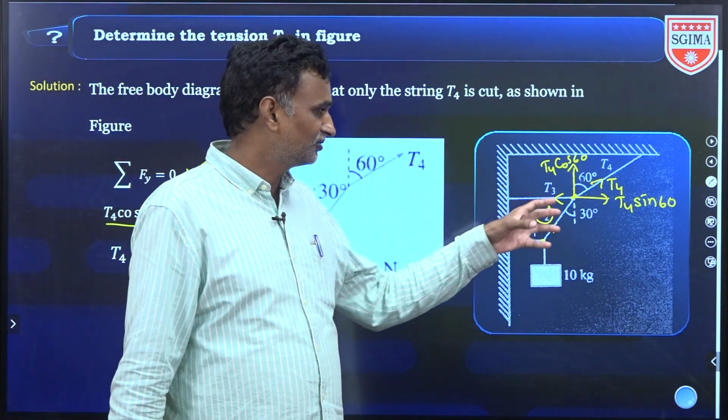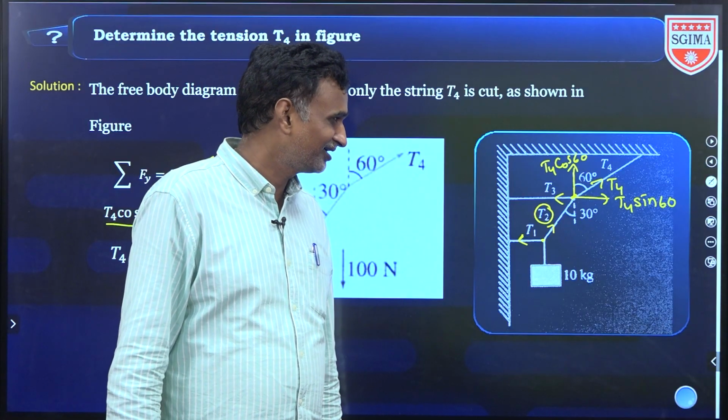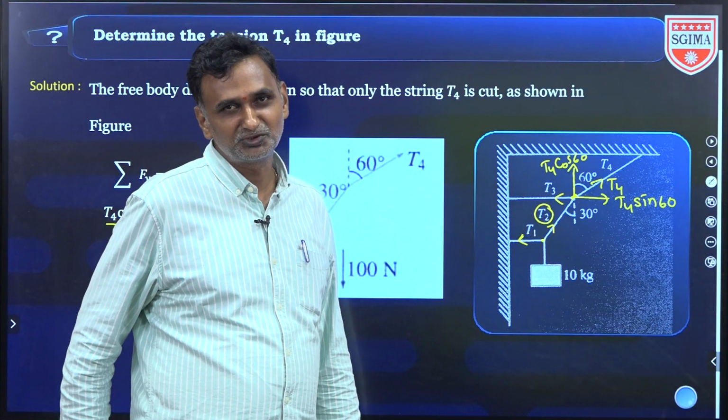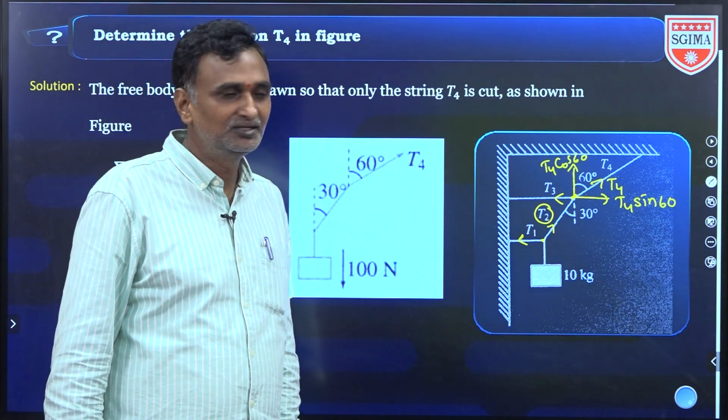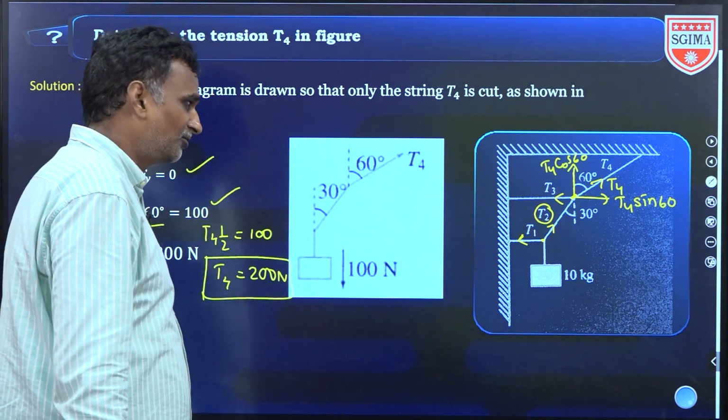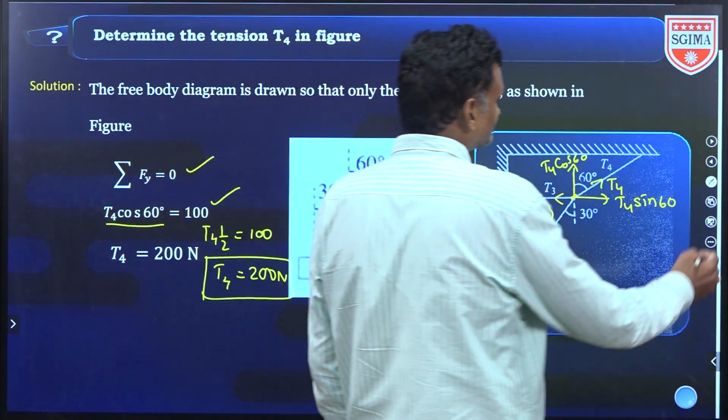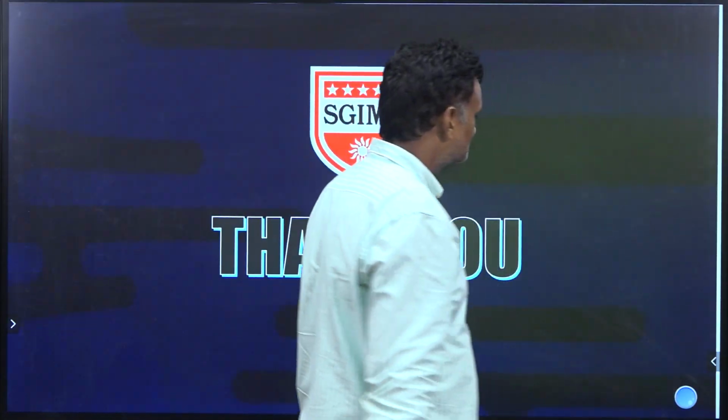So actually by looking at the diagram it looks clumsy, but it is very easy to solve by resolving into components. So this is the part related to equilibrium and some questions based on that.